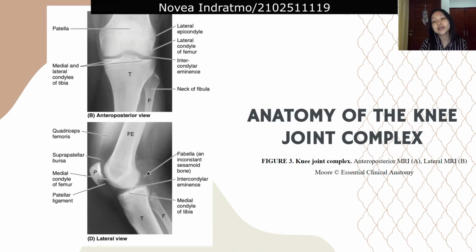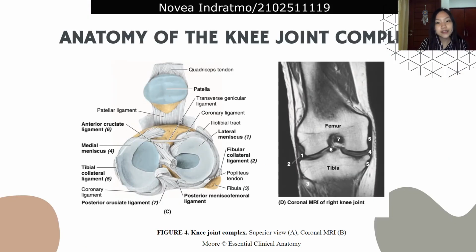The next picture shows the anatomy of the knee joint complex from an anterior-posterior view and a lateral view. These pictures clearly show the articulation of the 3 bones making up the knee joint complex, and you can see that the fibula is not directly part of the knee joint complex. Finally, the next picture shows the knee joint complex from a superior view. As you can see, there are structures called the menisci, which is plural for meniscus. There is the lateral meniscus and also the medial meniscus. The menisci are fibrocartilage discs, which play a big role in the knee joint complex as they provide shock absorption for the knee joint complex.